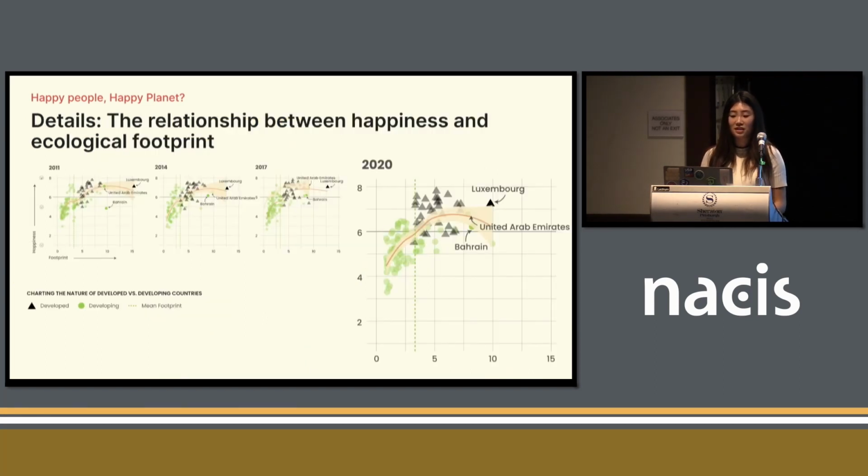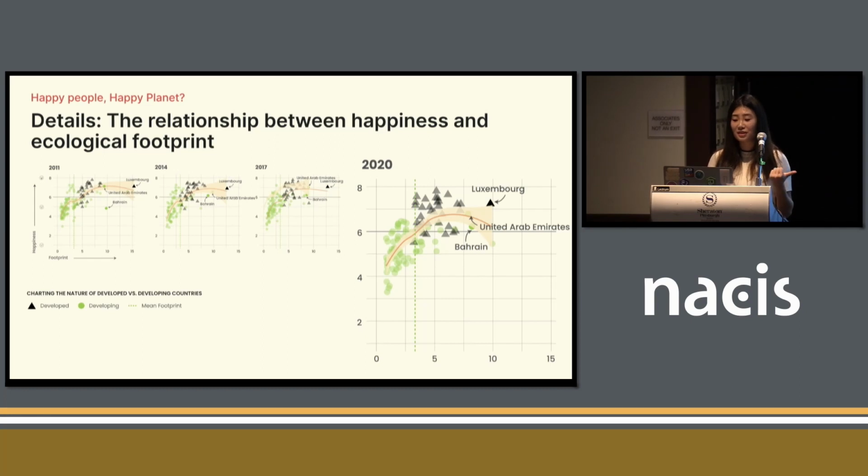The map I just showed presents happiness in a spatial format. So I was really curious to see how this breaks down by economic development. In this scatter plot, we chose not to use emoji. Instead, we replaced them with shapes to differentiate developing countries, which are represented by circles, and developed countries, which are represented by triangles.